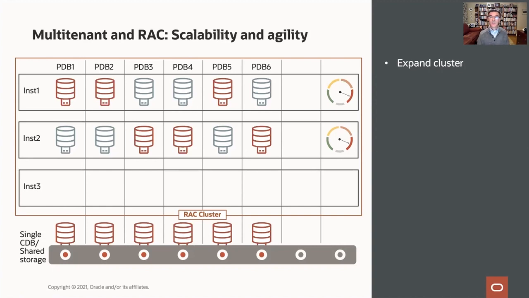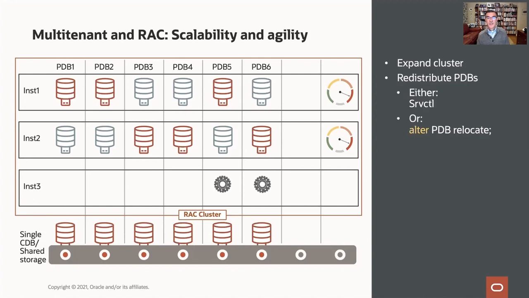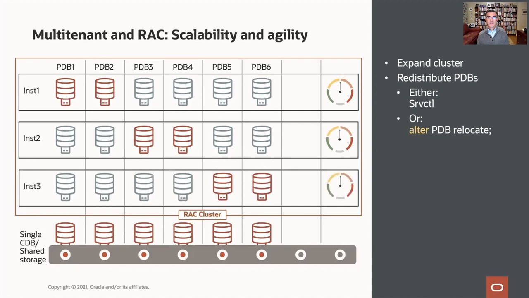by adding an additional node running a third instance, instance 3. Now we can do some load balancing by redistributing the PDBs across the newly expanded cluster. This is a nice, simple process. In fact, it can be done either by using srvctl or via SQL using an alter pluggable database relocate command. And the result is that once more we see a nicely balanced load across our cluster.